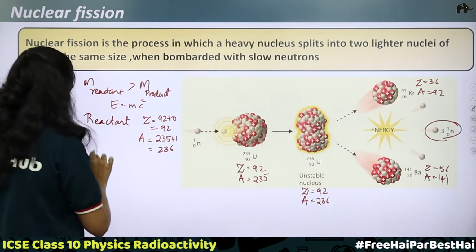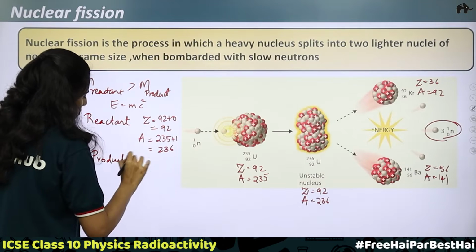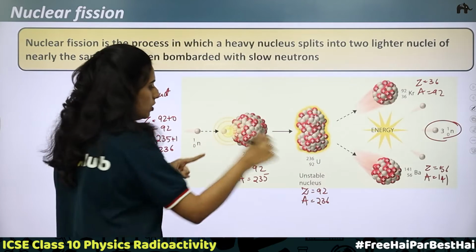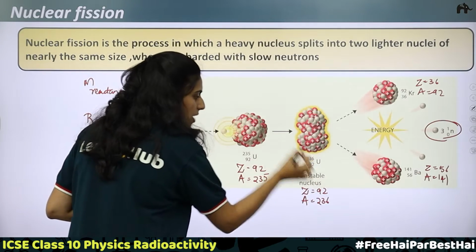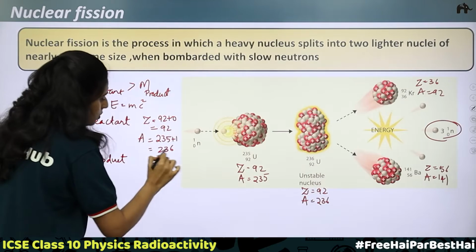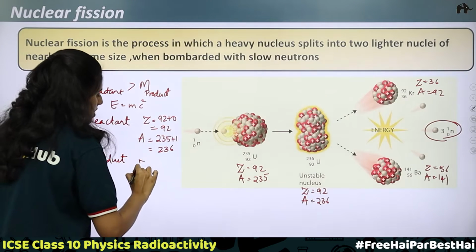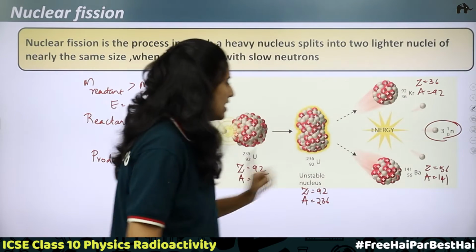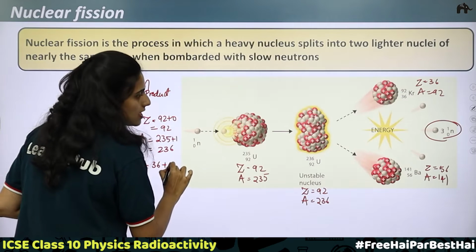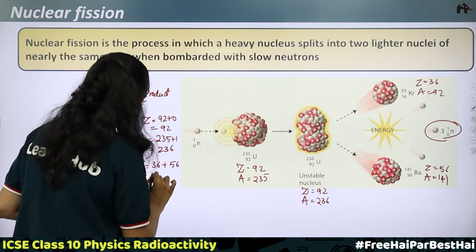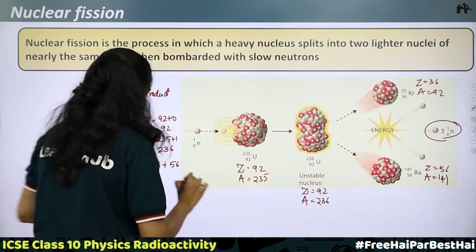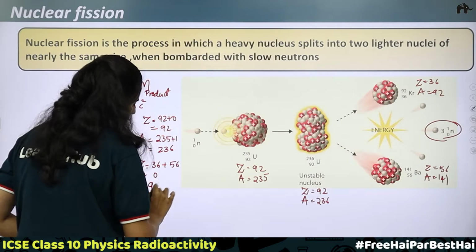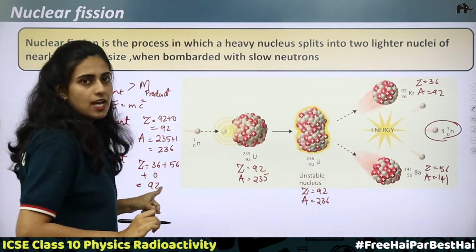Now take the product side. So here we have an intermediate stage. So this unstable nucleus also, you will be seeing that atomic number is same 92, mass number is 236. Now take the product side. What is the atomic number? We have to take the sum of all these, that is 36 plus 56 plus 3 into 0, that is 0, which is equal to 92.